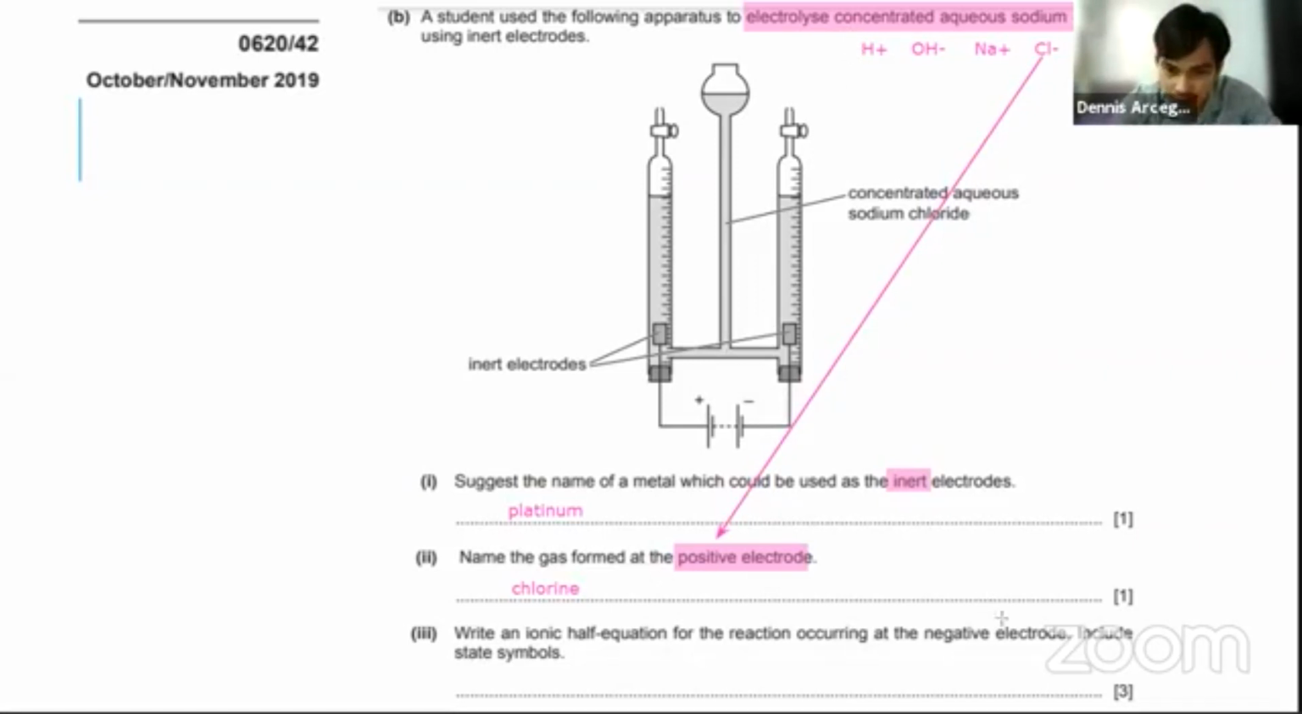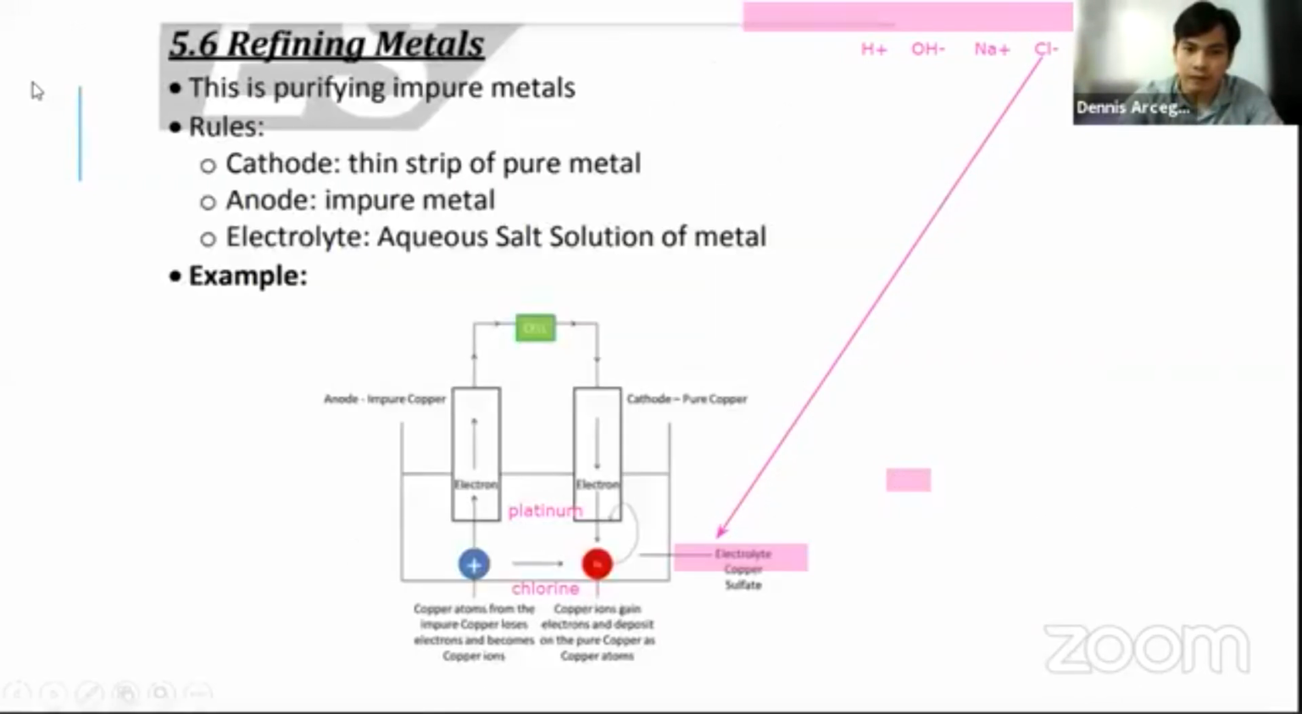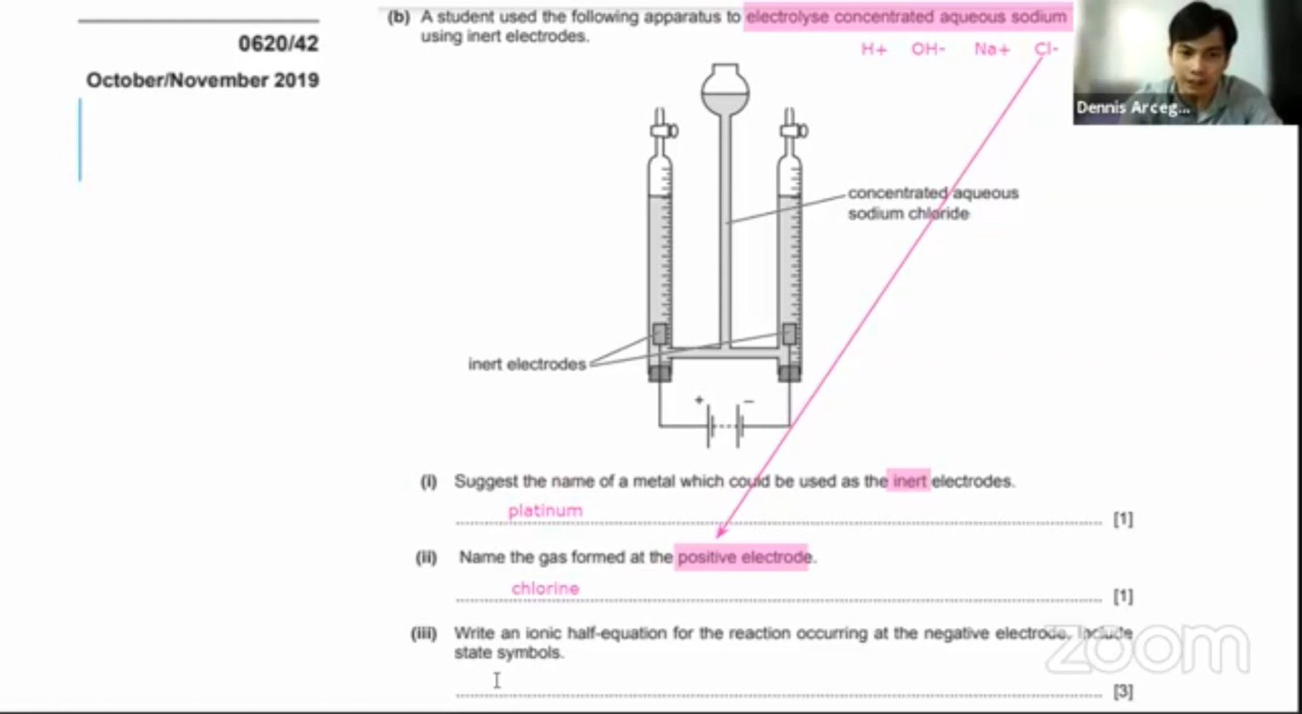Now write the half ionic equation for the reaction at the negative electrode. At the negative electrode, it will be hydrogen, because sodium is more reactive than hydrogen, so hydrogen will be the one that is produced. So how are you going to write that? Include the state symbol. It is for 3 marks. If you're not going to write the state symbol, you only get 2 marks for this one.